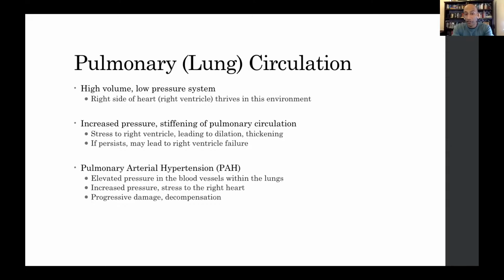Now, pulmonary arterial hypertension, or PAH or PH, is elevated pressure in the blood vessels within the lungs. And the biggest issue here is that the right side of the heart has to work harder than it should. With increased stress, you could have progressive damage and potentially decompensation on the right side of the heart. Next, please.